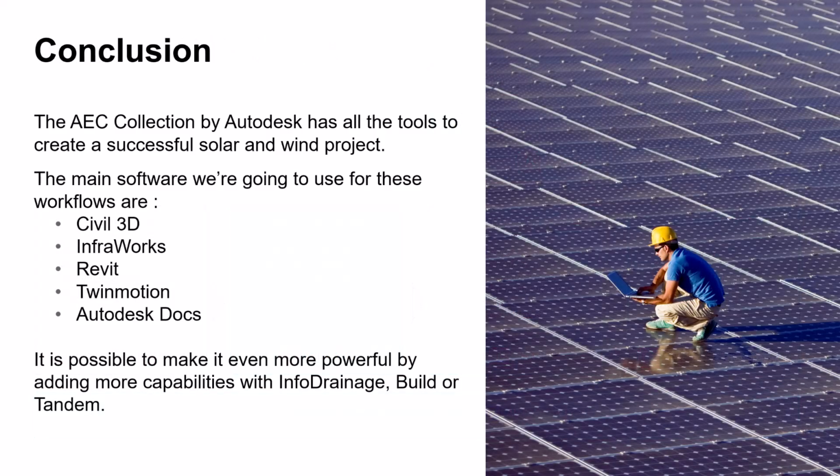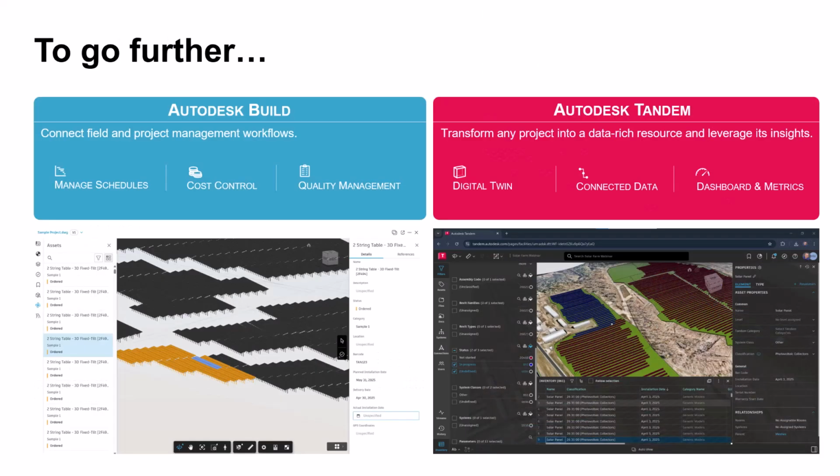So what we saw during this presentation is that the AEC Collection by Autodesk has all the tools to create a successful solar and wind project. And it is possible to make it even more powerful by adding more capabilities with InfoDrainage and even Autodesk Build and Autodesk Tandem. This is my final slide.